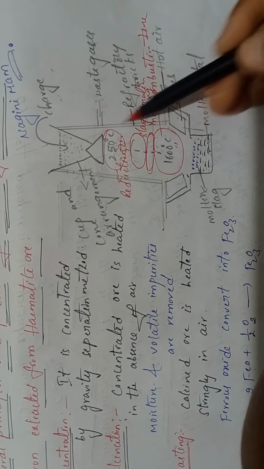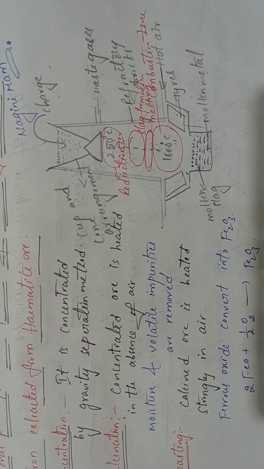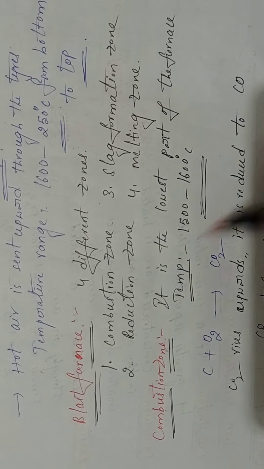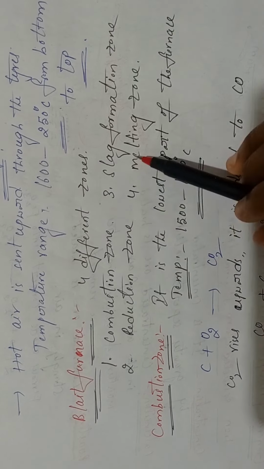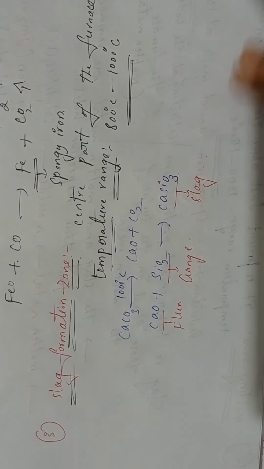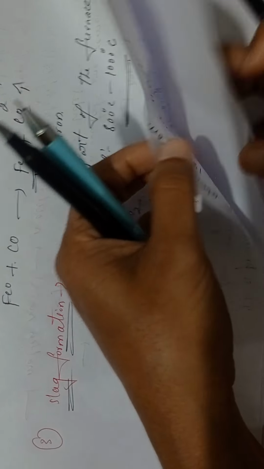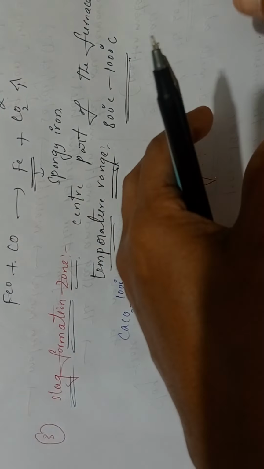Examples, we can take bricks. Here we are taking the bricks. Are you clear, students? So here, concentration, calcination, smelting, roasting method, roasting and after that smelting, all that we discussed. And after that blast furnace, in total it has 4 different zones. Combustion zone. Okay, now next reduction zone, next slag formation zone, next last zone is which one, students? Melting zone.